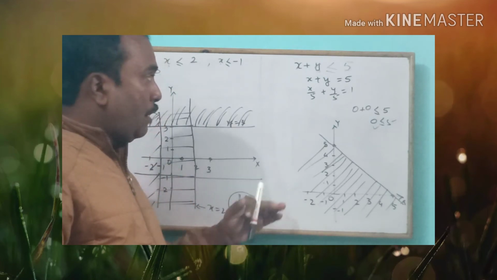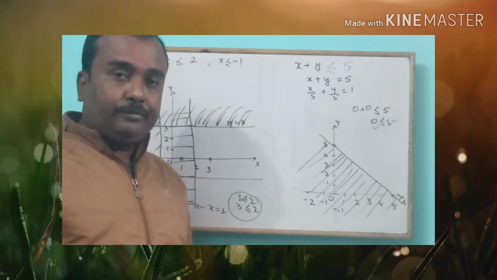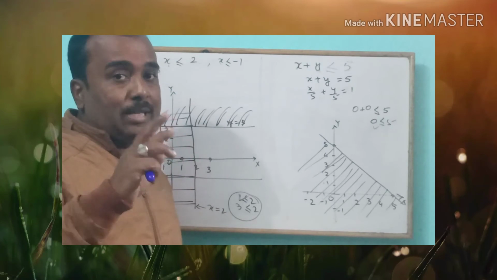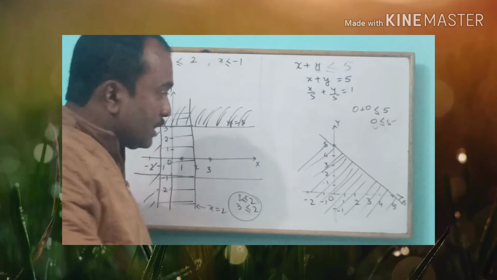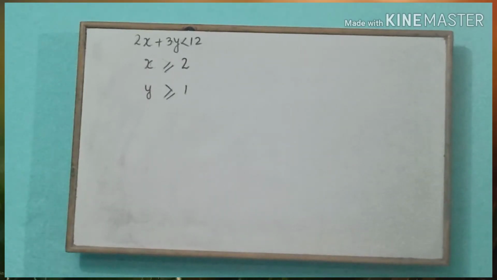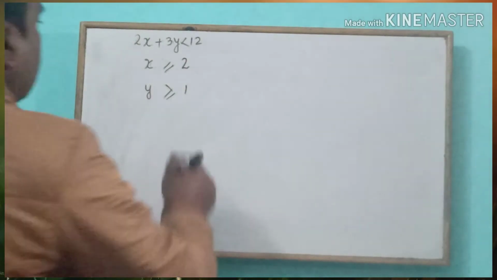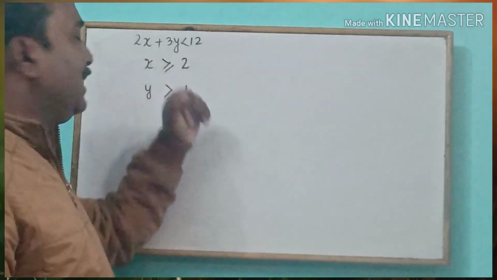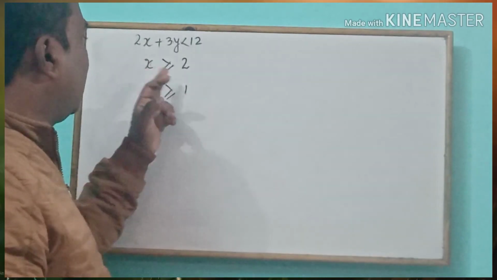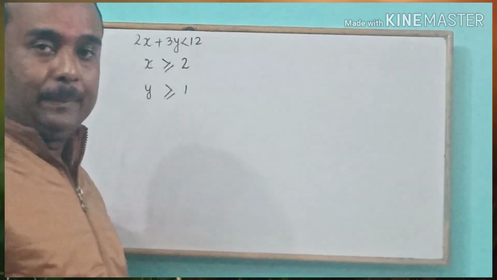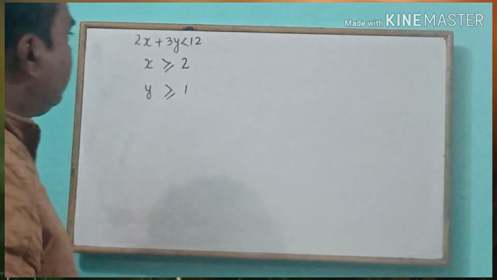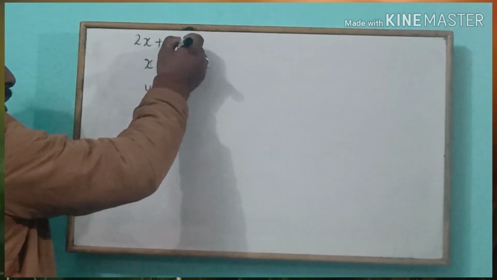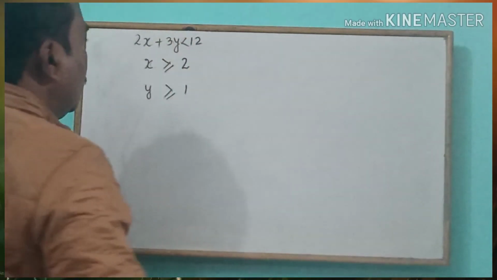Now, problems will arise when we have two inequations or a system of inequations. Let us see one related example. Here we have a system of inequations: 2x plus 3y less than 12, x greater than or equal to 2, y greater than or equal to 1. Let us take the first one. Mind it, it is less than, not less than or equal to.